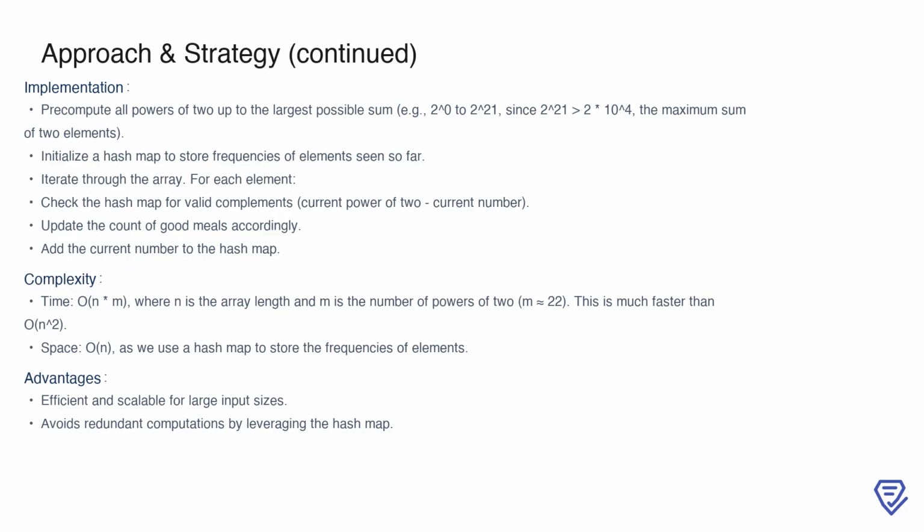After processing the complements, we update the hash map by adding the current number to it. This approach has a time complexity of O(n * m), where n is the array length and m is the number of powers of 2, which is approximately 22. This is a significant improvement compared to the O(n squared) complexity of the brute force approach. Moreover, the space complexity is O(n), which is manageable within the problem's constraints. This method is both efficient and scalable for larger input sizes.